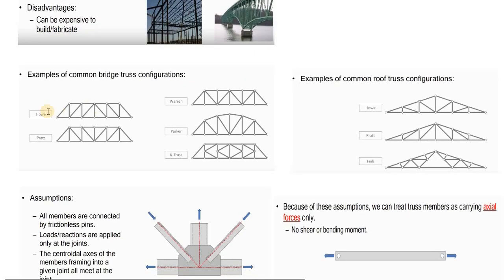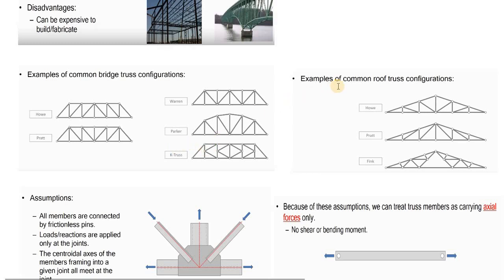Now we have examples of common bridge truss configuration. If you take a look at the screen, the first one we have is OA bridge. The second one we have is Pratt bridge. The third is Warren bridge. The fourth is Parker bridge. The fifth is K-truss bridge.